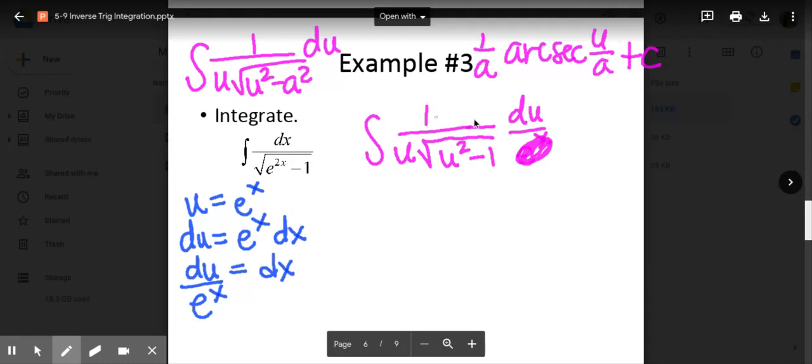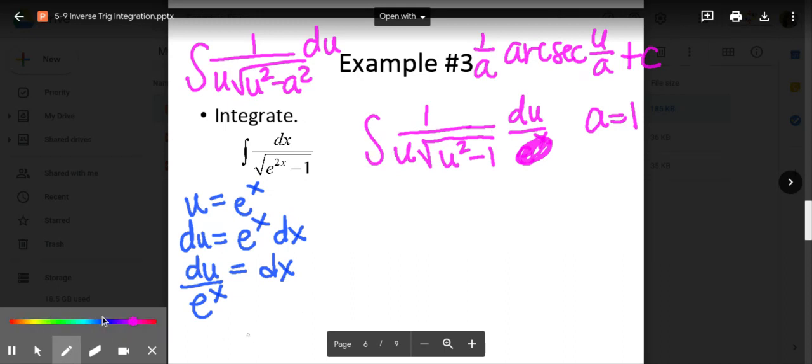All right. So now all I got to figure out, I've got my u is e to the x. So then the other thing I got to figure out is what's the a. So that's easy. This is u squared minus a squared. So that means my a is just 1 because it's u squared minus 1 squared. So a squared is 1, so a is 1. So this is not that bad a problem. All right, so now I'm just going to fill it in.